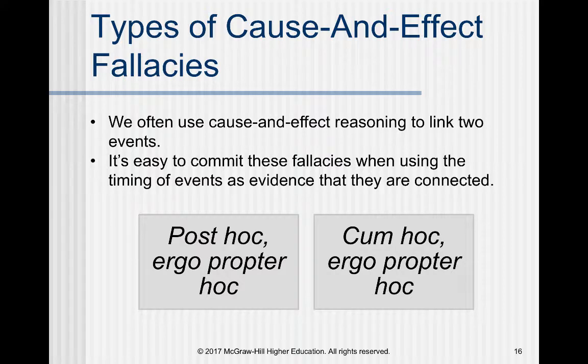In the chapters on inductive argument, we talked about causal reasoning and how difficult it is to link things that might have something in common into a specific cause-effect relationship. Because it is so difficult, it's often easy to commit the two major types of cause and effect fallacies listed here. Post hoc ergo propter hoc, which means after this, therefore because of this, and cum hoc ergo propter hoc, which means with this, therefore because of this.